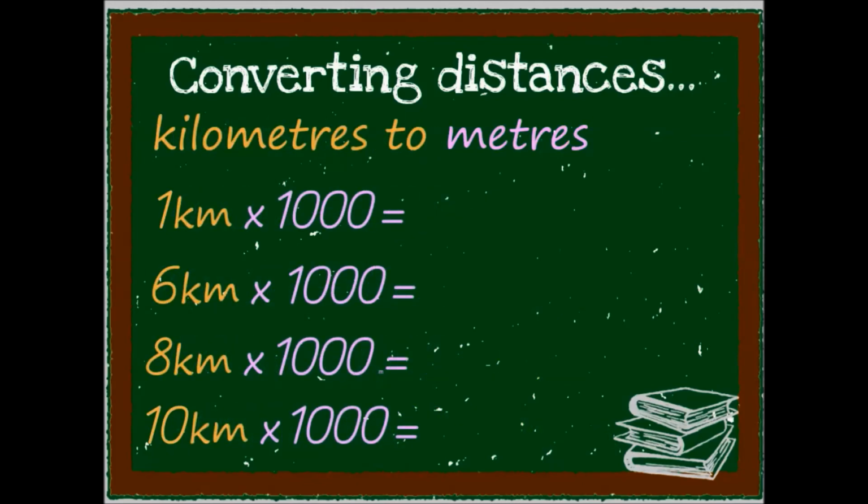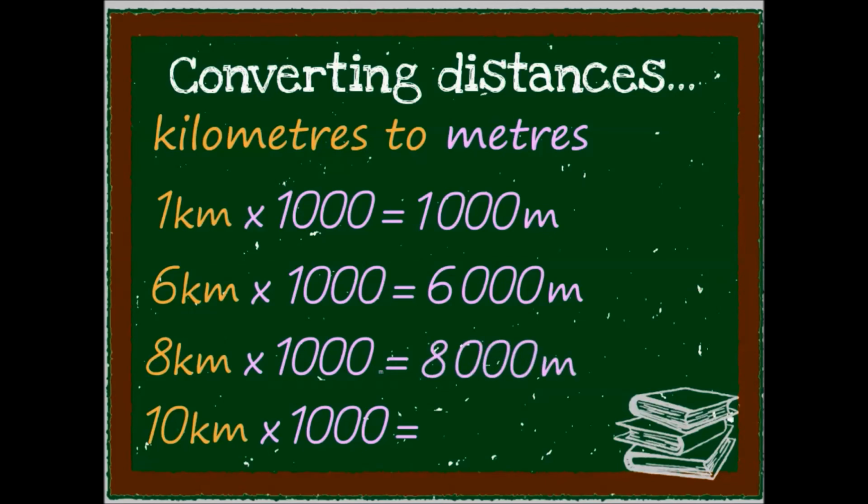When I want to change the bigger unit into the smaller one, from kilometers to meters, I multiply. In this case, 1 kilometer is 1,000 meters. 6 kilometers is 6,000 meters. 8 kilometers is 8,000 meters. And 10 kilometers is 10,000 meters.